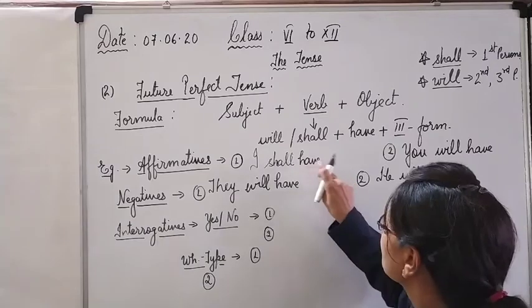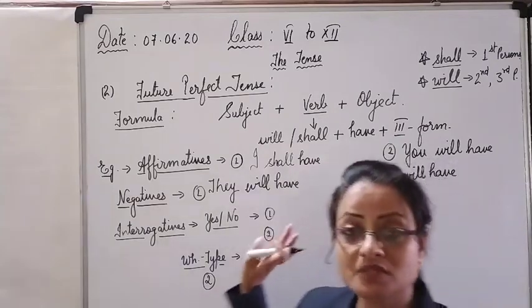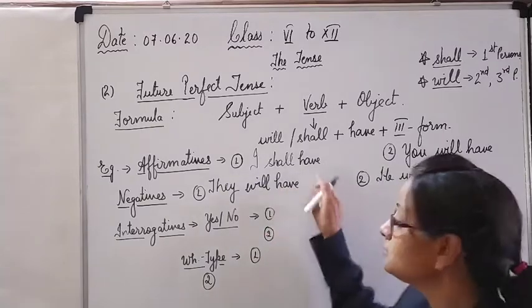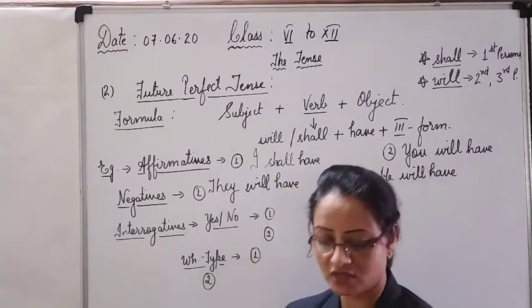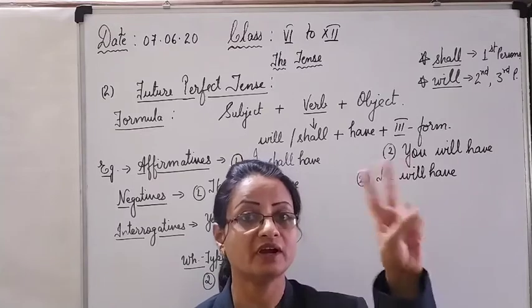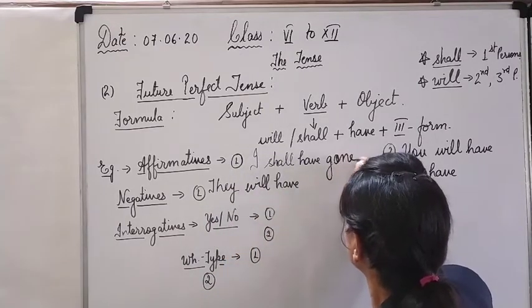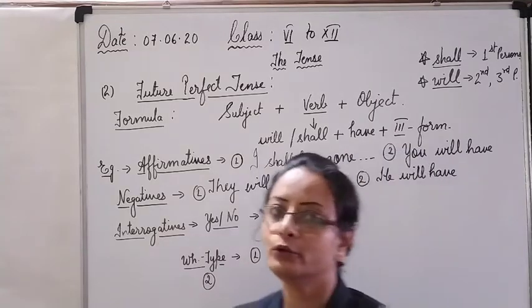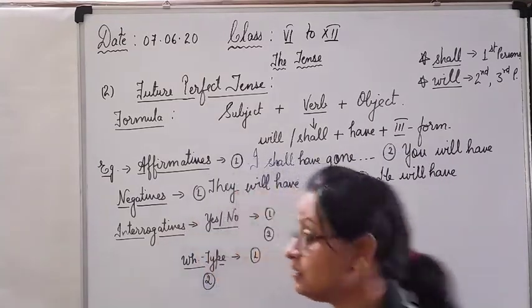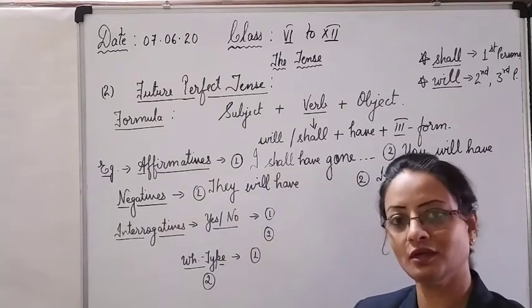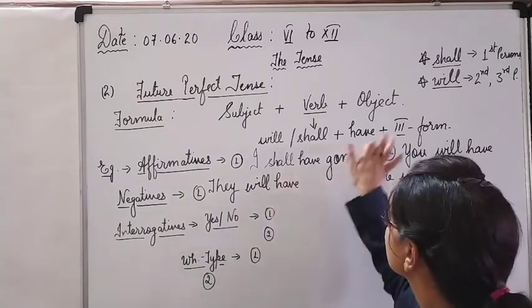So now take different verbs and make their third form. Like go. What is the third form of go? Go, went, gone. So add here gone. Where gone? We can add anything: to market, to school, anywhere. I shall have gone. Tense is okay: will/shall plus have plus third form.